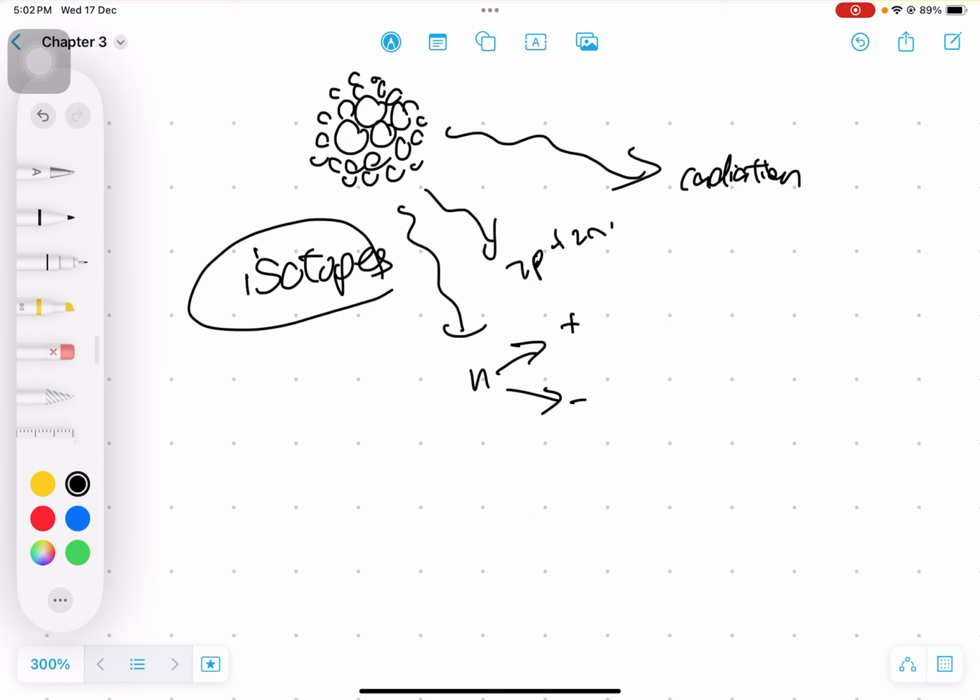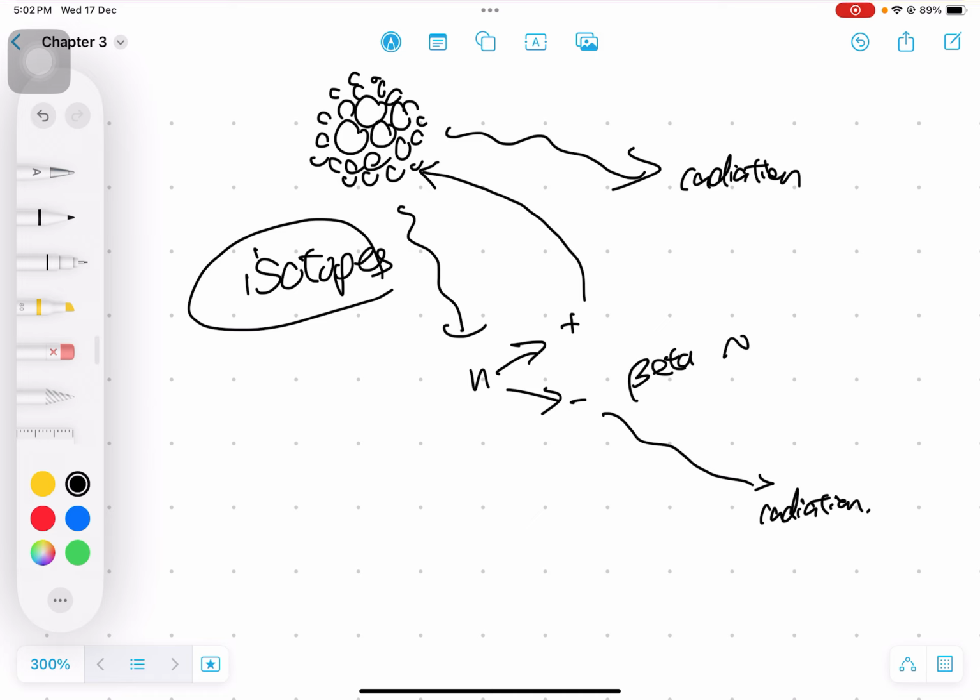So how is it done? I don't know. It just says that when it releases, the neutron will turn into 1 proton and 1 electron. The proton will go back inside the nucleus. So the neutron comes out, the proton goes back inside the nucleus, and the electron is emitted out as radiation. So we call it beta radiation.